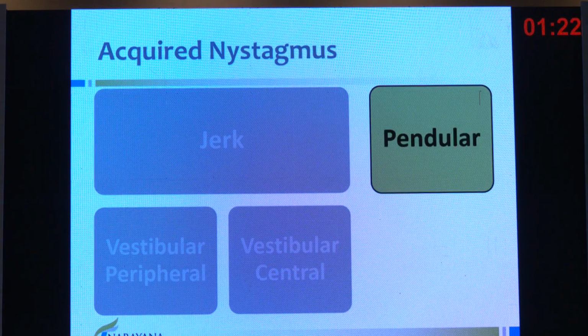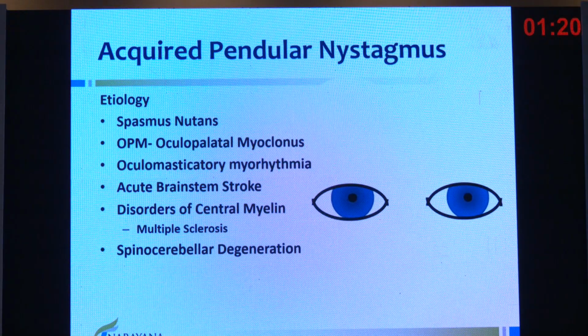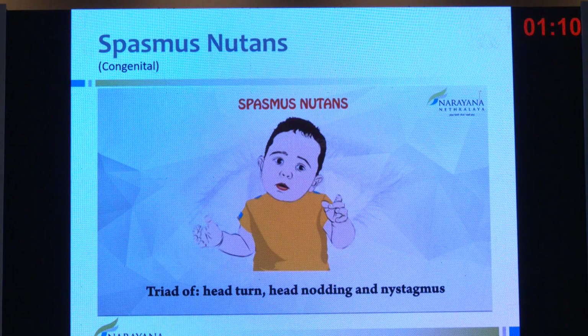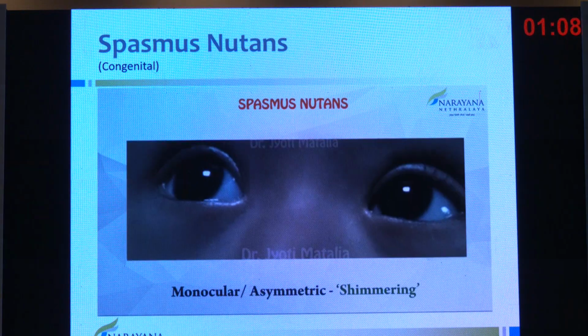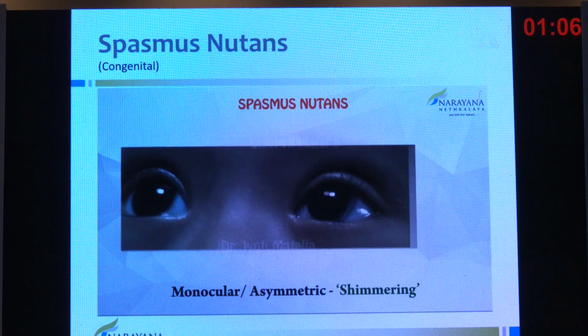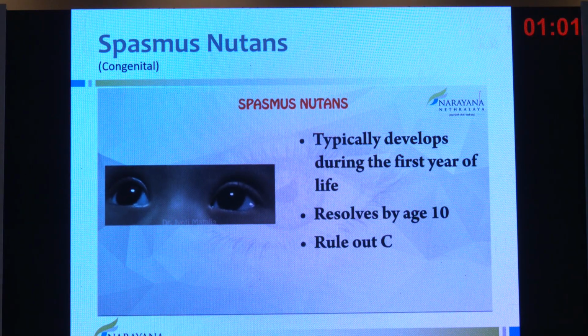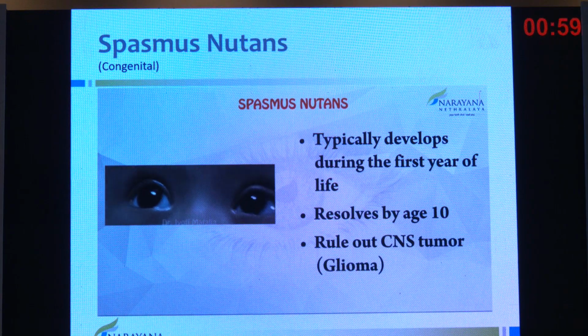So now let's quickly look through the pendular causes of acquired nystagmus. These are the various ones. Pendular is a sinusoidal movement. You don't have a fast component here, but somewhere the eyes are moving sinusoidally. These are the various etiologies. Classically, the spasmus nutans, which is a triad of head turn, head nodding, and you can see the shimmering reflex, which is there, and it's in a child, which typically develops in the first year of life and resolves by the 10 years, and you have to rule out a CNS glioma.